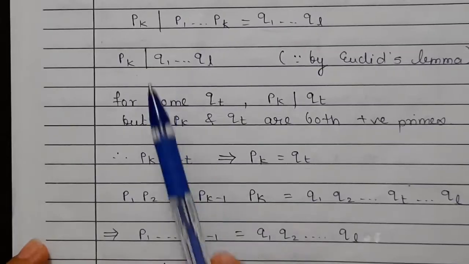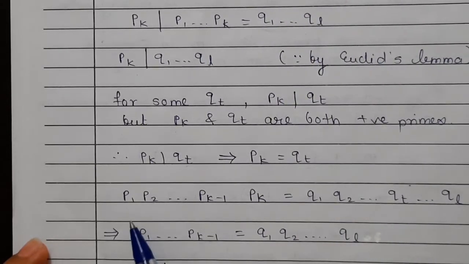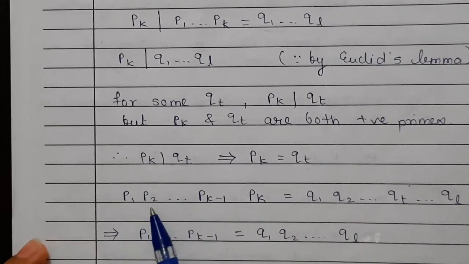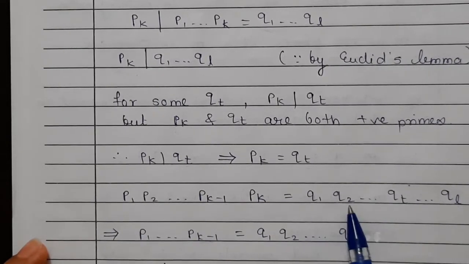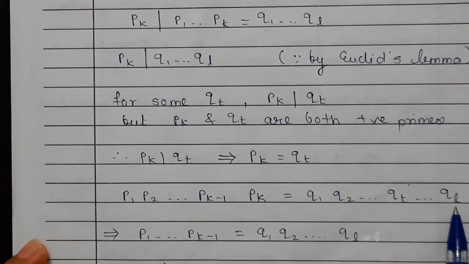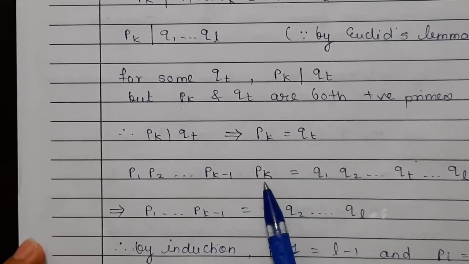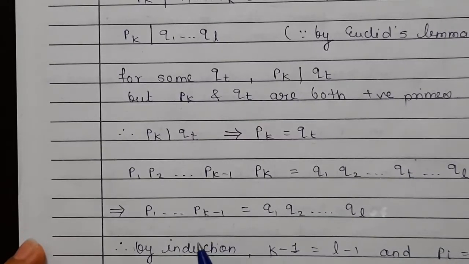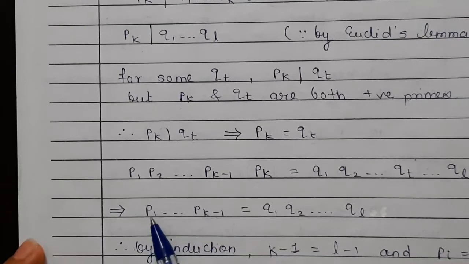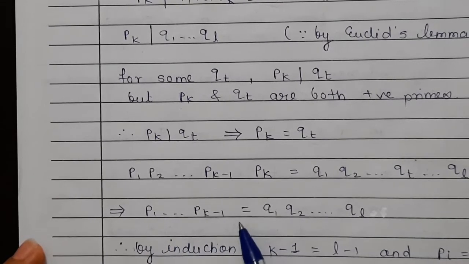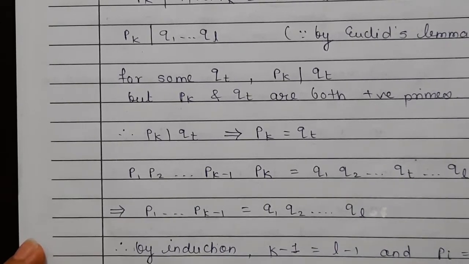Okay, now we modify this p1 p2 ... pk and q1 q2 ... ql. So we write p1 p2 ... pk minus 1 times pk is equal to q1 q2 ... qt ... ql. So from this, this pk and this qt are equal. Therefore we get the elements p1 p2 ... pk minus 1 is equal to q1 q2 ... ql without qt.